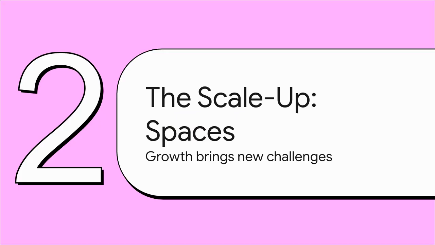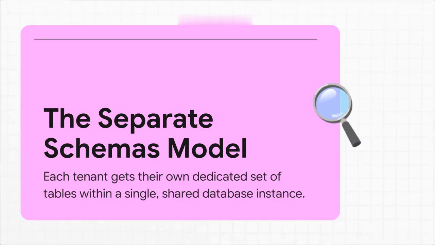All right, let's fast forward a bit. SaaSworks is a huge success, but now those noisy neighbor problems are happening more and more often. Their customers are getting bigger, and they're starting to demand better performance and much better data isolation. That startup model is really starting to crack under the pressure. So what do they do? They evolve. They move to the separate schemas model.